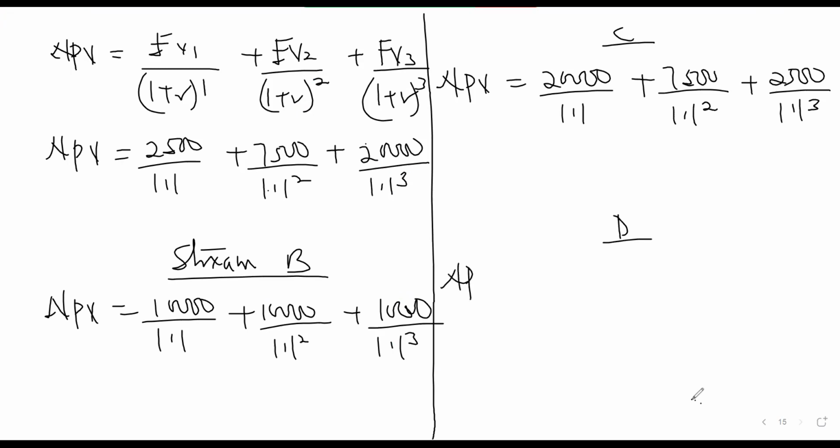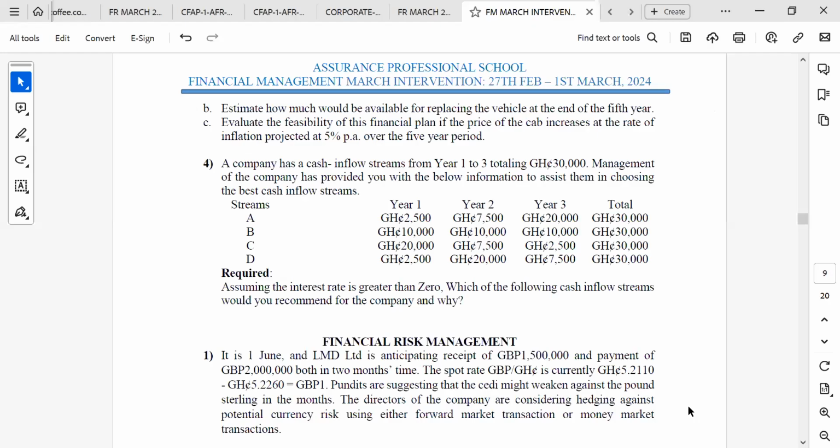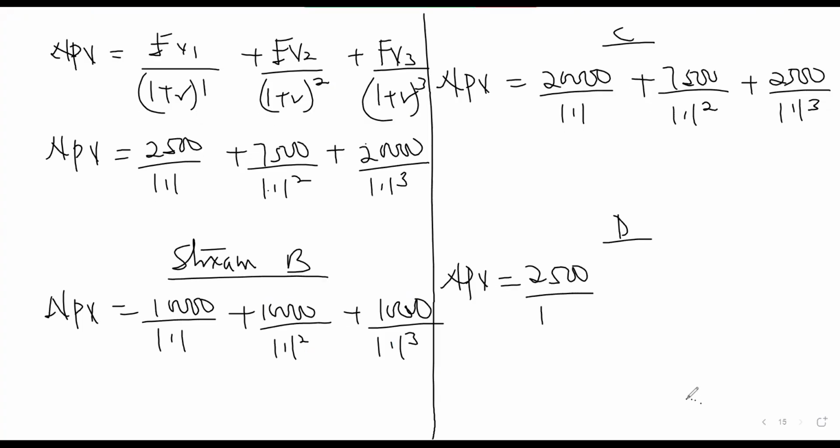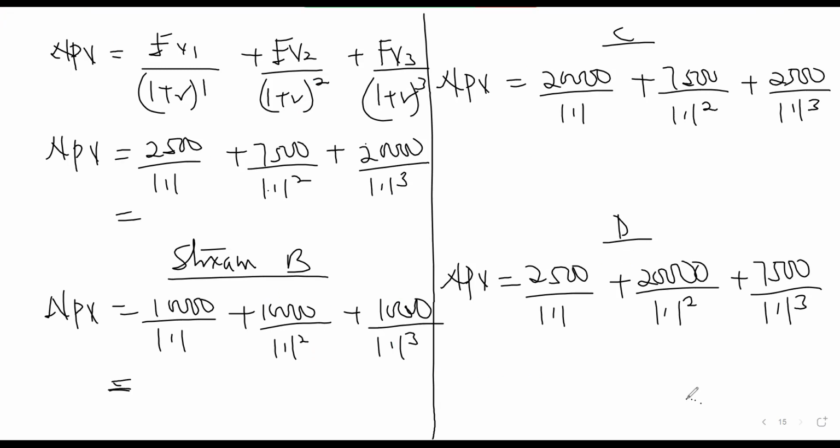The net present value is equal to, what are we having? What is the cash flow for each of them? 2,500, 20,000. So 2,500 divided by 1.1 plus 20,000 over 1.1 exponent 2 plus 7,500 over 1.1 exponent 3. So can someone give us the cash flow for each of them? Year 1 is what? The stream A is what? The net present value for the stream A.